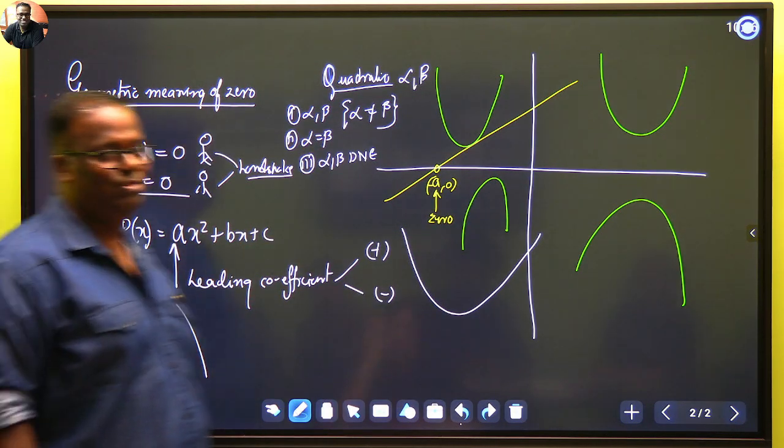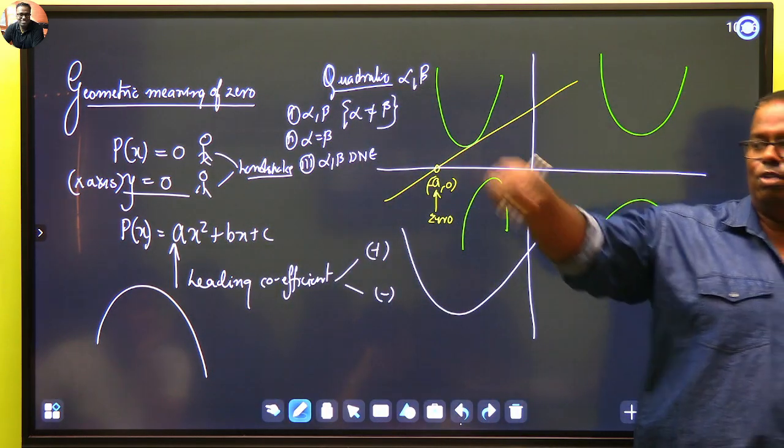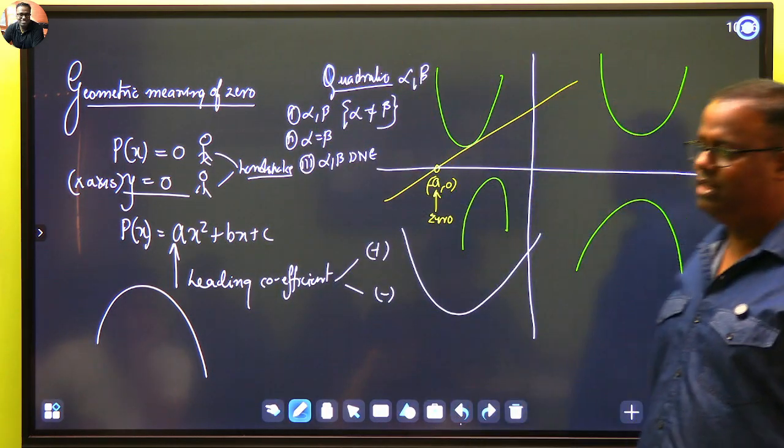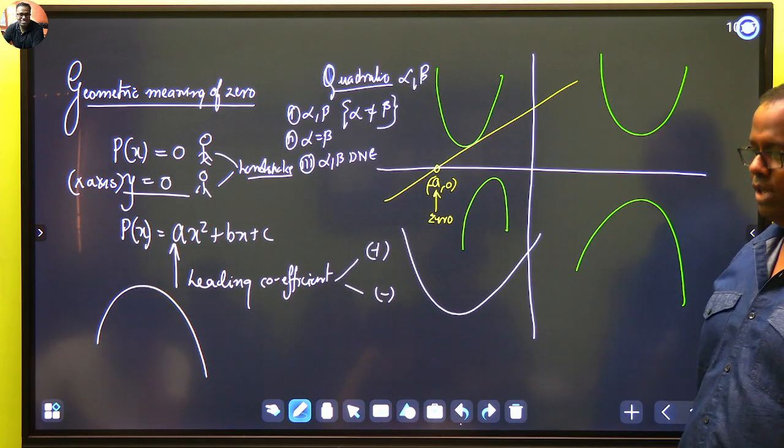This is called concave down. If the leading coefficient is positive, the graph will always be concave upwards for a quadratic. If the leading coefficient is negative, the graph will always be concave down.